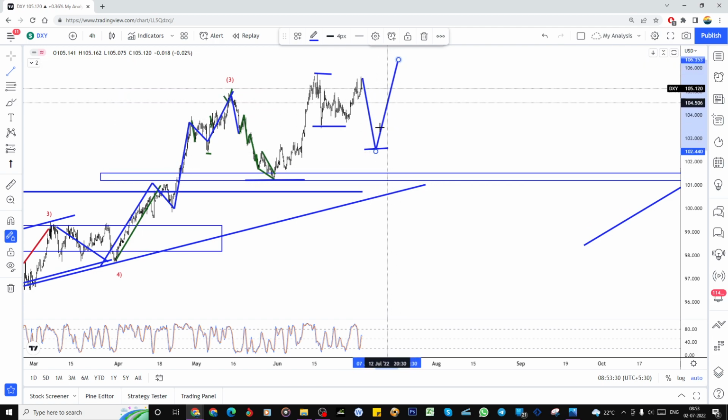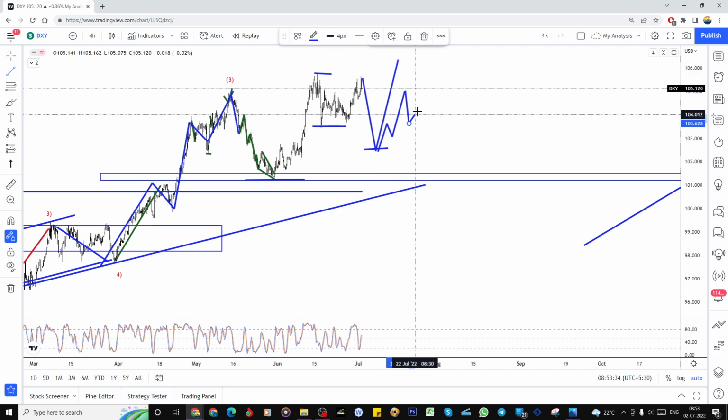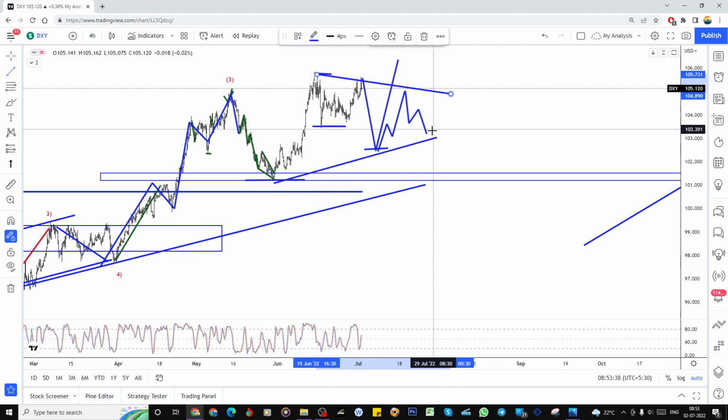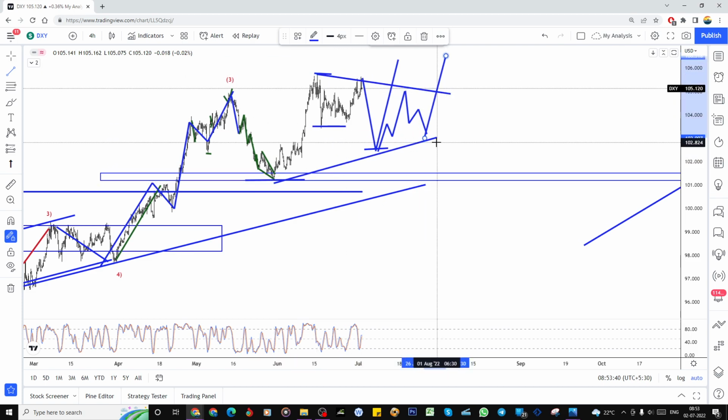Otherwise it will do again a three-wave structure and one more three-wave structure, and this will become the running triangle, and finally it will bounce from here. Once it reaches this kind of wave formation, either a three-wave or five-wave structure, I'm looking to buy here, expecting this fifth wave. It could be the fifth wave starting from here, or it could make a triangle and then shoot up. Anyway, this could be the stop loss.